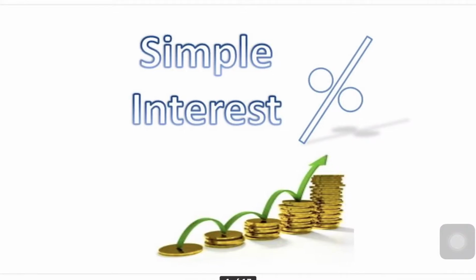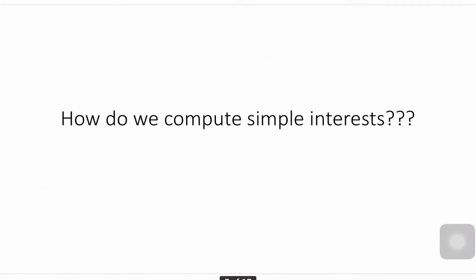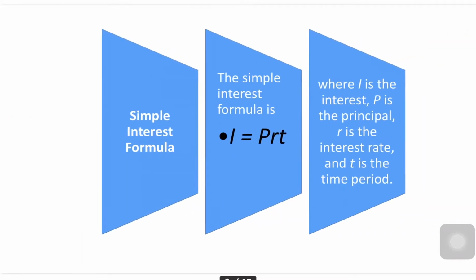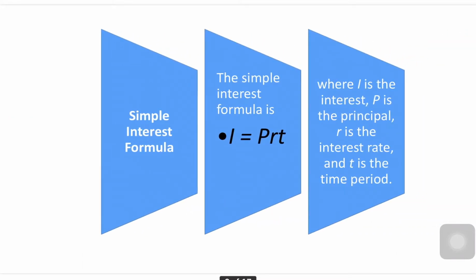Okay, now let's go to simple interest first. So how do we compute simple interest? Here is the formula. The simple interest formula is I, or you can have I sub S, or simply I. I is equal to PRT, where I is the interest, P is the principal or your starting money or the borrowed money or the invested money. R is the rate or interest rate of increase of your investment or borrowed money, and T is the time period, and that is usually in years.